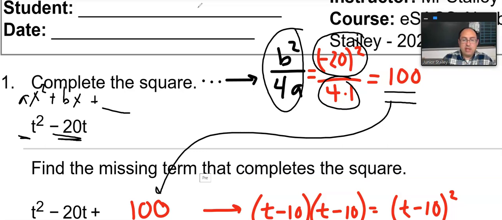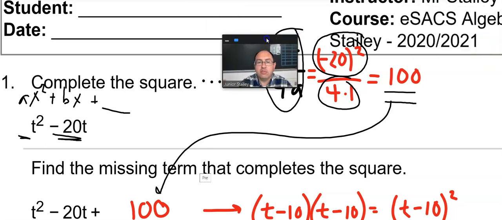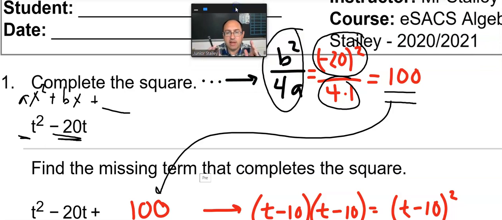Now, eventually, I'm going to ask you, I should do this. I should put this right up here. That way it looks like I'm actually looking at you.